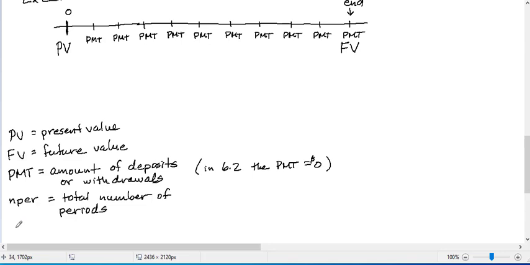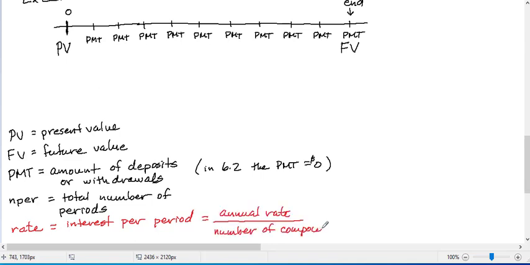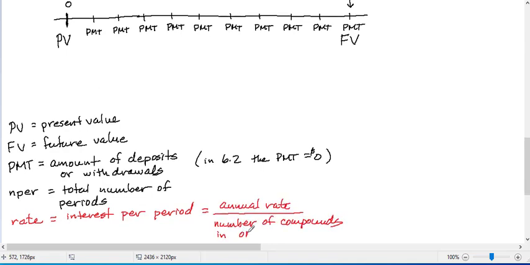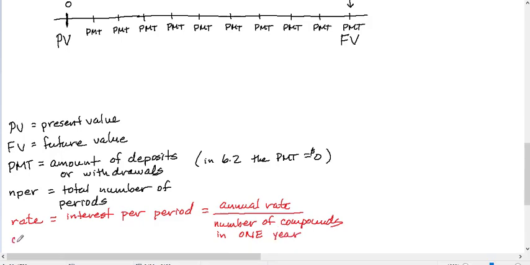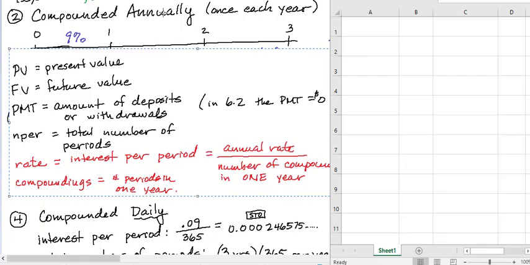And then lastly, this one's so important, it's getting done in red. It's an interest rate, but this is the interest per period. So if it's compounded, you have to divide your annual interest rate by however many compoundings per year. So I like to put in an extra variable, which I just call the compoundings. So it's the number of periods in 1 year. Okay, let's pull up Excel and put Excel to work.